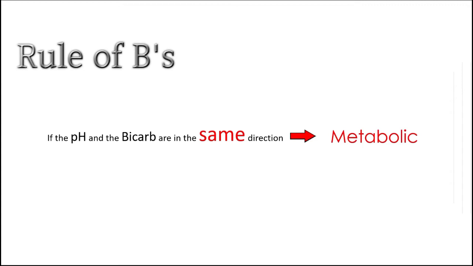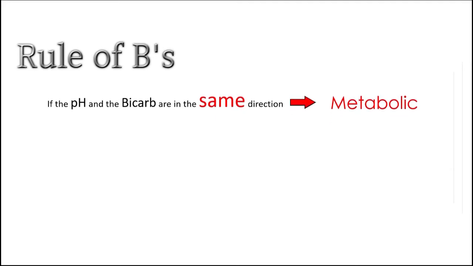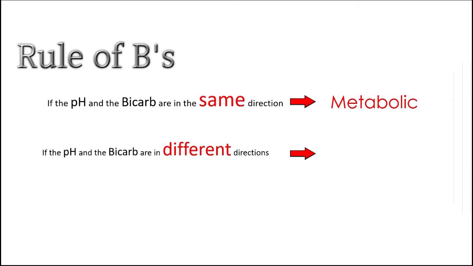You need to somehow learn this by heart, as this particular rule of Bs will help you interpret whether the cause is respiratory or metabolic. Mnemonic to remember this is SAME. SA from same and MA from metabolic.